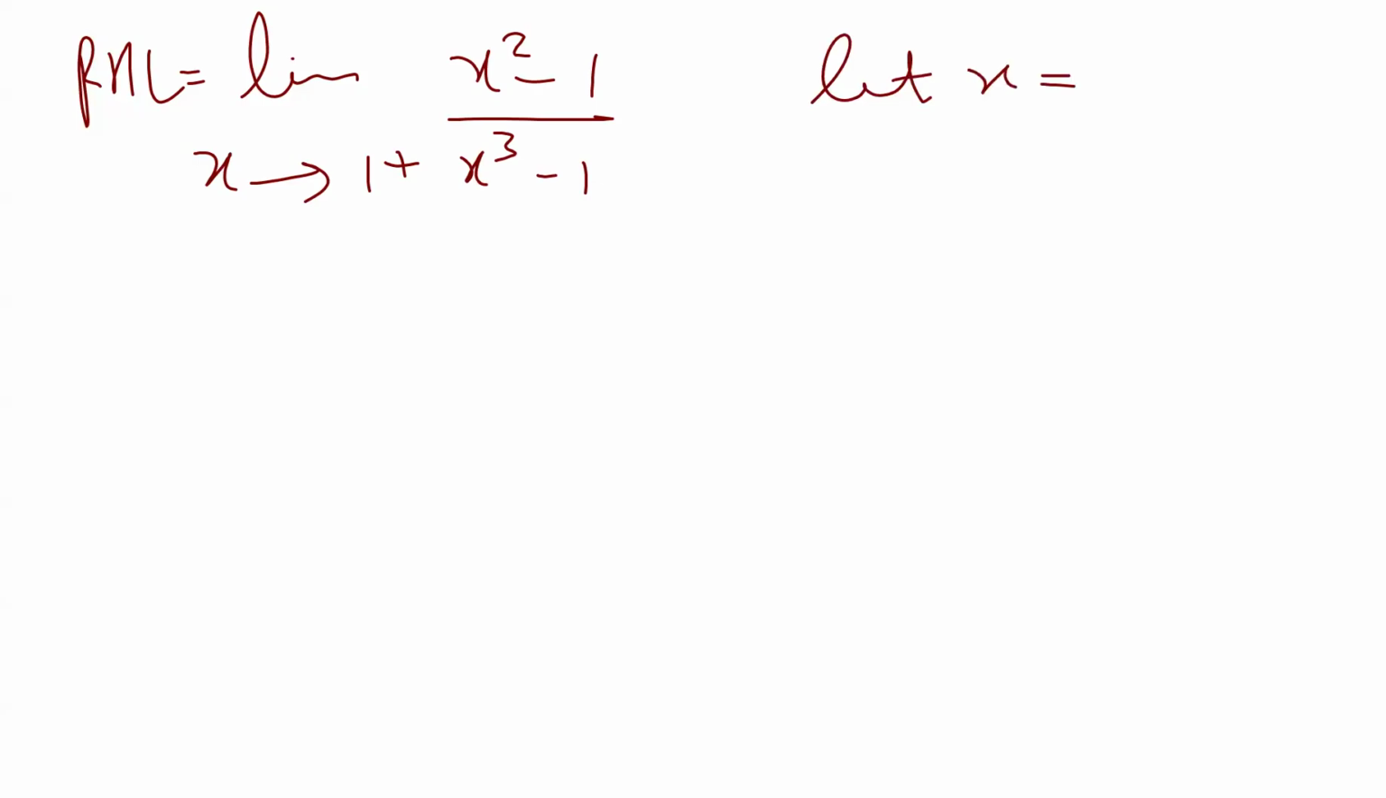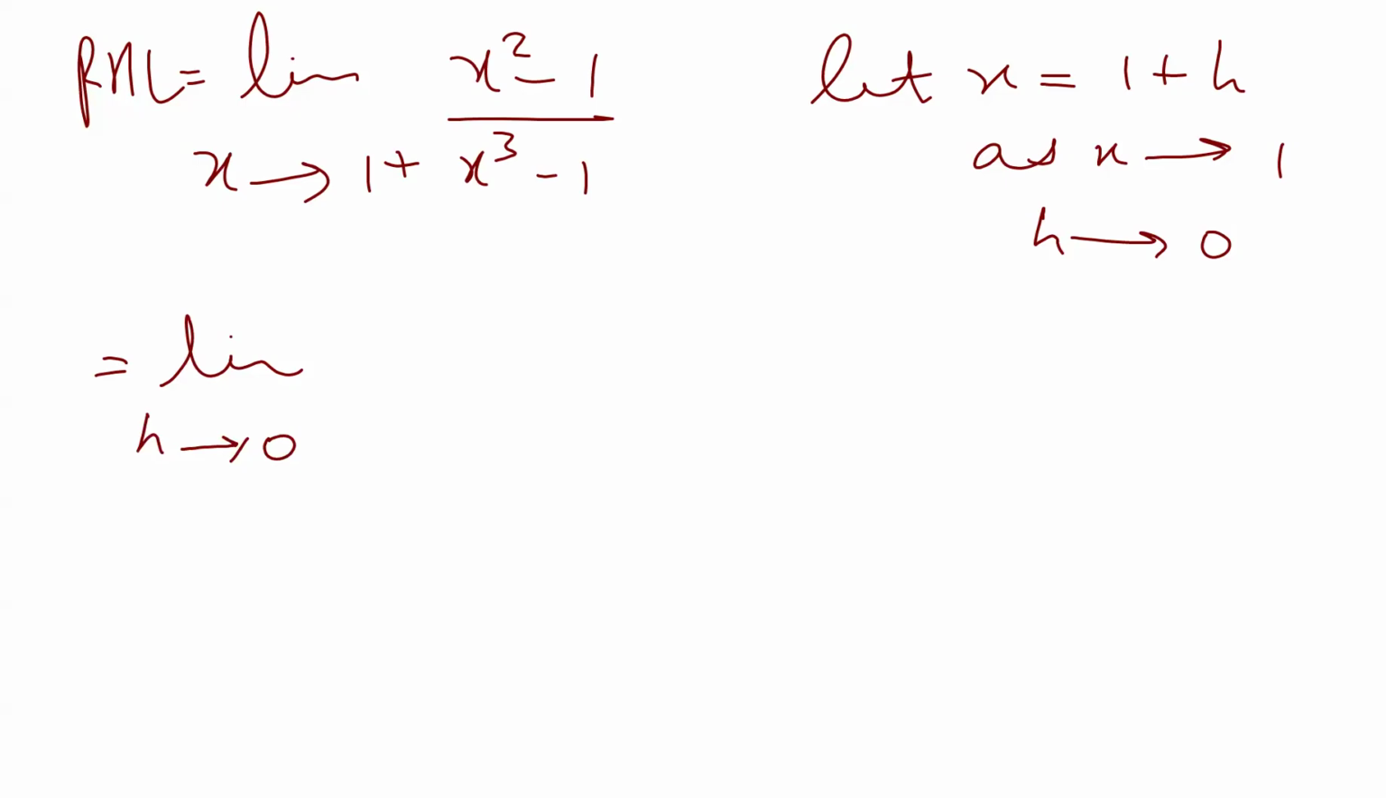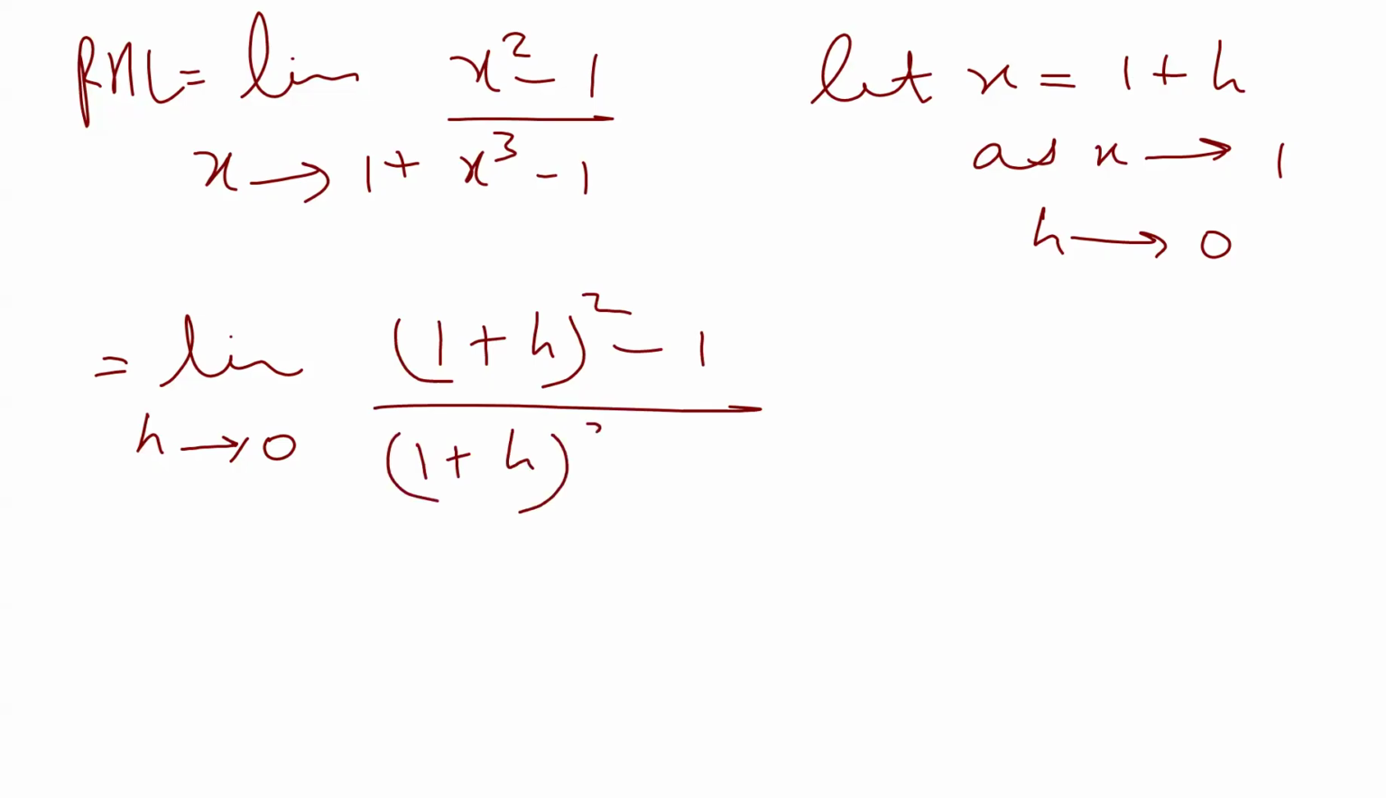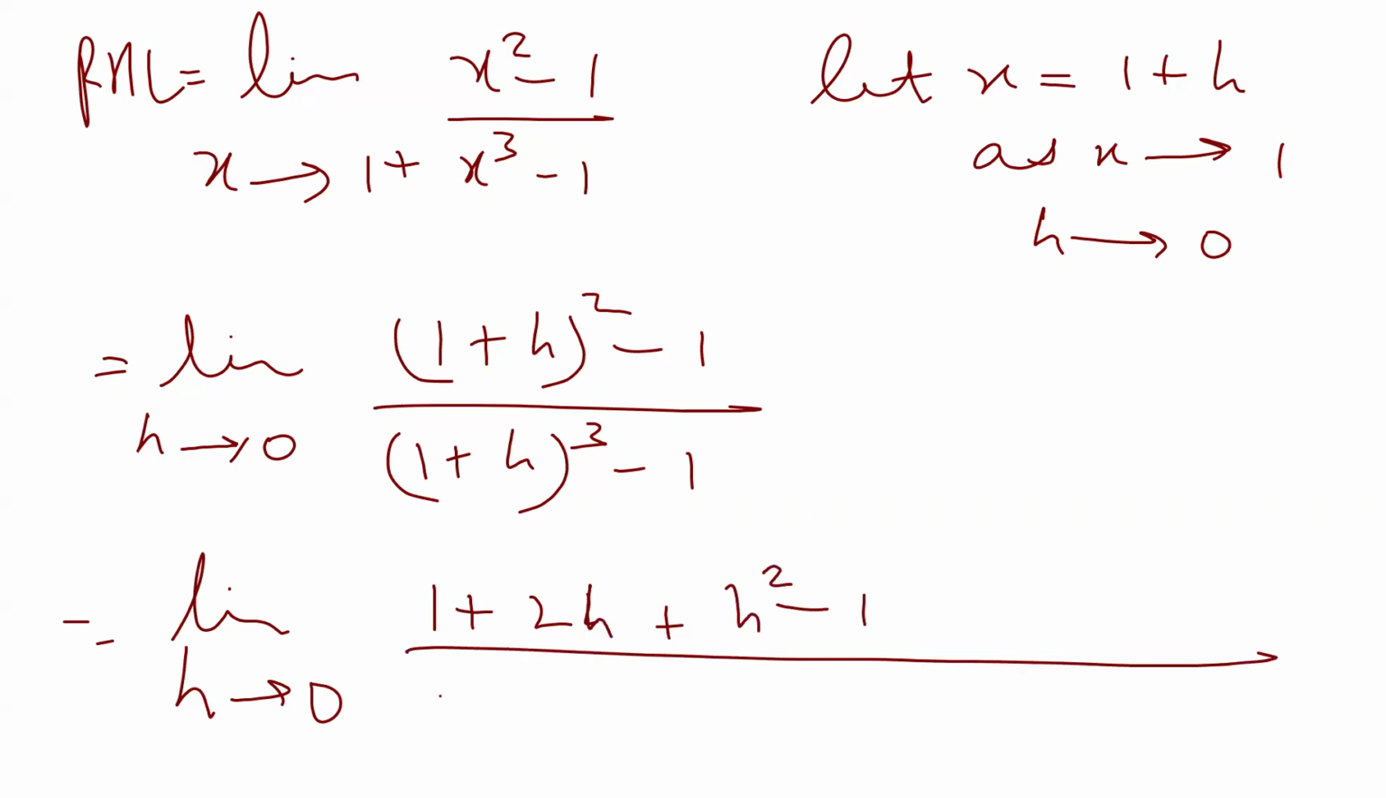So let x is equal to 1 plus h. As x approaches 1 this time, h will approach 0. So limit h approaching 0, (1 plus h) the whole square minus 1 upon (1 plus h) the whole cube minus 1. So (1 plus h) the whole square: (a plus b) the whole square is a square plus 2ab plus b square, minus 1, and (a plus b) the whole cube is a cube plus 3a square b plus 3ab square plus b cube. Okay. The ones are getting cancelled.